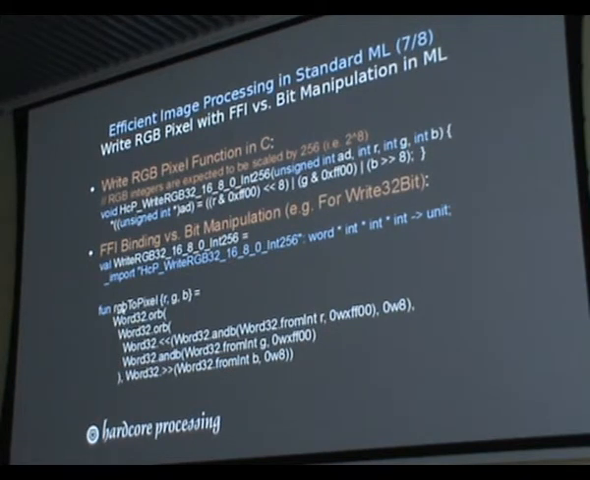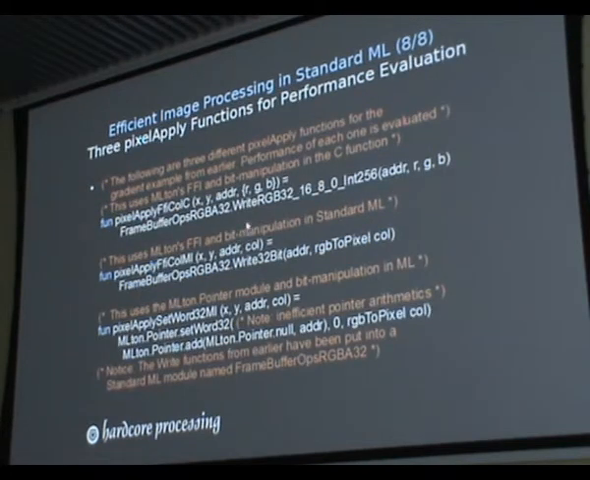And alternatively, we could do the pixel packing in Standard ML, and it looks like this, the same bit shifting as here. And then we need another function to combine it. We have the 3 pixel apply functions here for the gradient example. One that calls the C function directly, that makes the bit shifting in C. One where I write just the 32-bit value and then do the bit shifting in Standard ML, the function on the previous slide. And then here, using Milton's pointer interface.